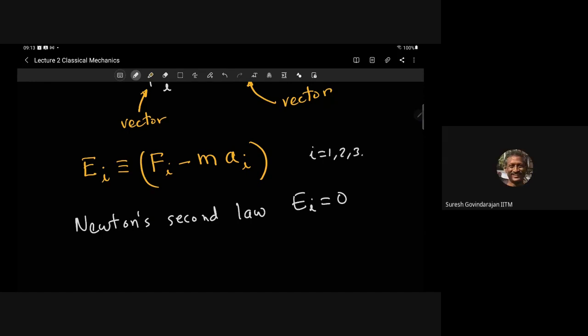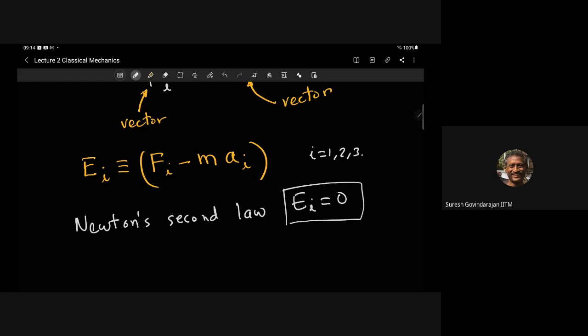So from this viewpoint, it is like 3 equations. But they're not 3 scalar equations, because they transform like a vector. If you have a collection of 3 scalars, they don't form a vector, for instance. Right? So Newton's law can be written as E_i equal to 0, so it's a vector equation equal to 0.